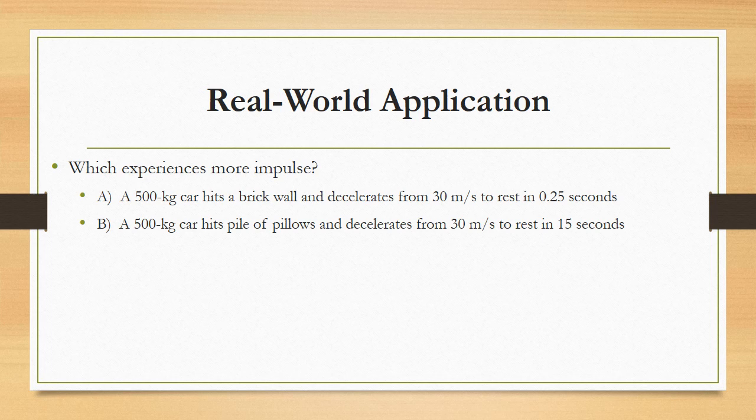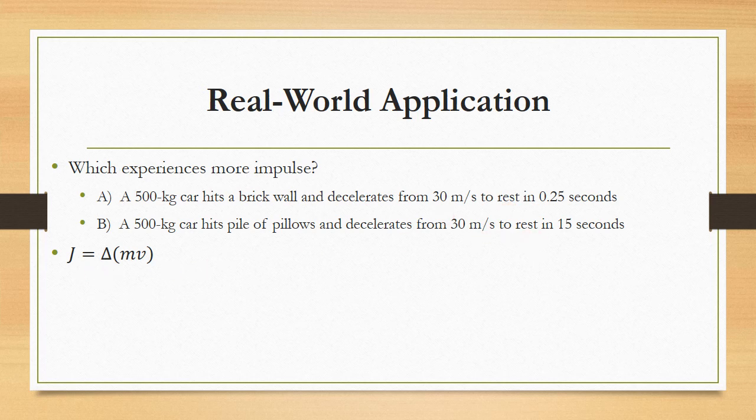Well, one of the equations for impulse is the change in mass times velocity. Let's just check those values. Mass, same for both cars. Velocity, well, this would be the change in velocity, so let's make sure we're using the change. Both cars start at 30 meters per second. Both cars decelerate to rest. Therefore, they have the same mass and the same change in velocity. They have the same impulse.